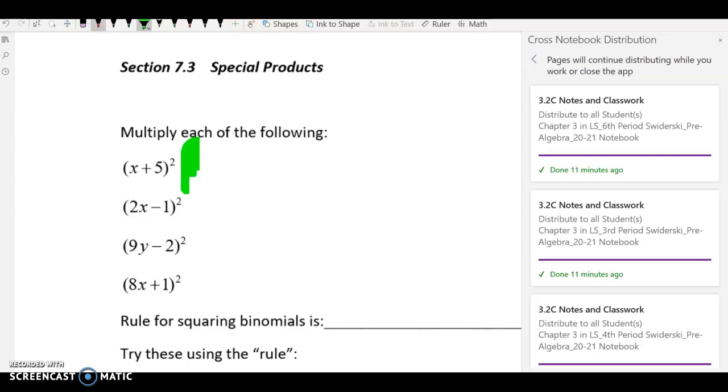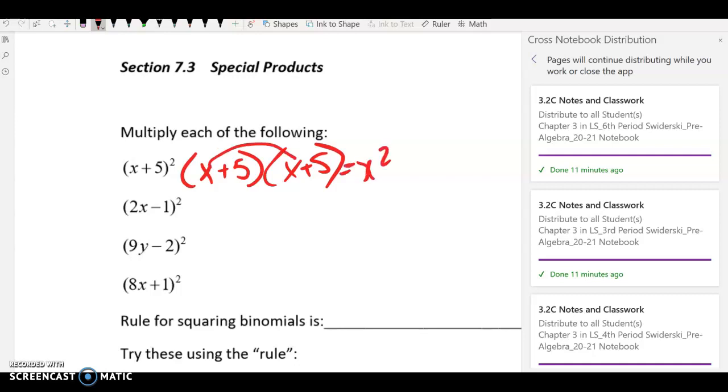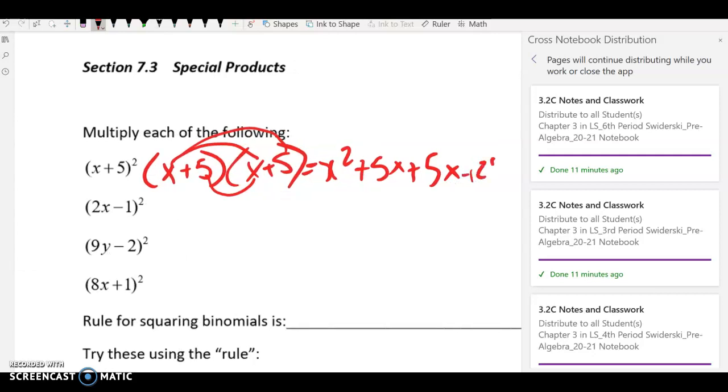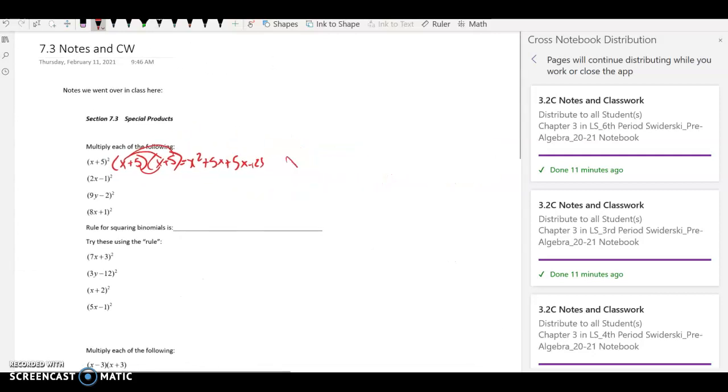That means, oh, let's get a different pen. Okay, that means x plus 5 and x plus 5. Again, it is not x squared plus 5 squared. When I FOIL this, first is x squared. Outside is 5x. Inside's 5x. Last's 25. Combine those like terms, and I get x squared plus 10x plus 25.